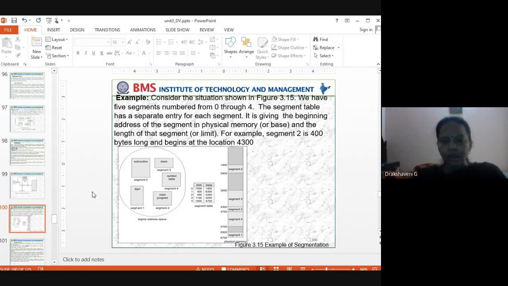So limit: 0, 1, 2, 3, 4 are the 5 segments. What is the limit? 1000 for segment 0. And where is it stored? It is stored at 1400. And what is segment 1? Segment 1 is the square root function. What is the limit? 400. What is the base address, the address? 3200. So that's how each one will have its limit and base address. Base address means the actual address where it is stored.